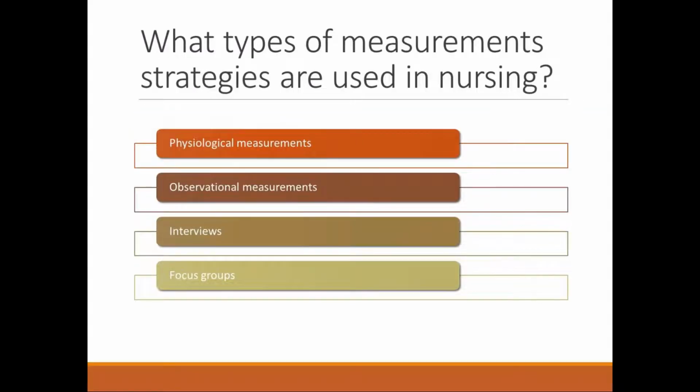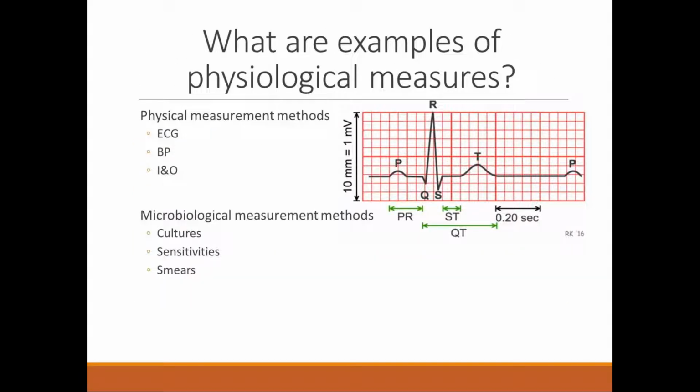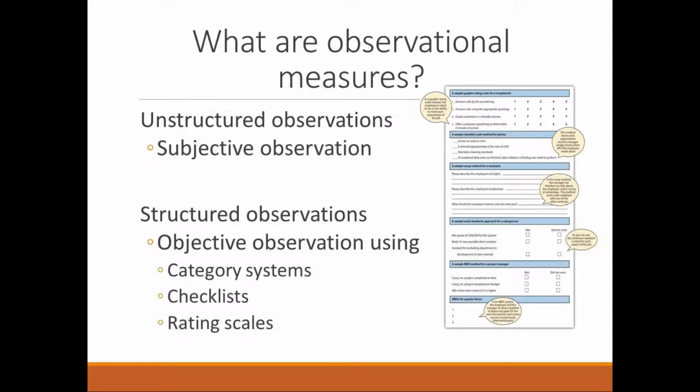You also have to think about what type of measurement strategies are used in nursing. We have physiological measurement, observational, interviews, and focus groups. Here's an example of a physiological measure: an EKG, blood pressure, or an INR. There are also microbiological measurement methods like cultures, sensitivities, and smears. What are observational measures? Usually, they're unstructured and subjective. Sometimes we have objective observation using a category system, a checklist, or a rating scale.